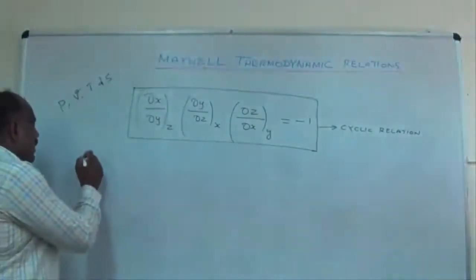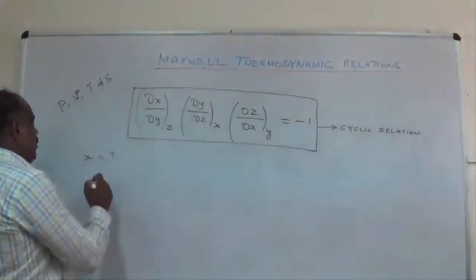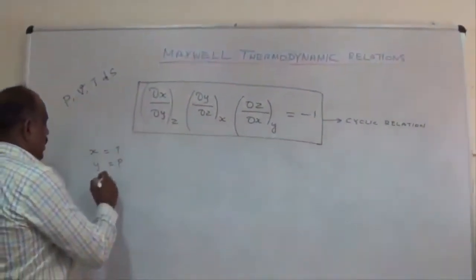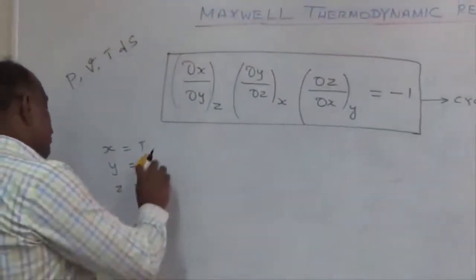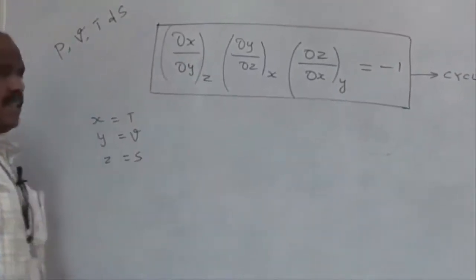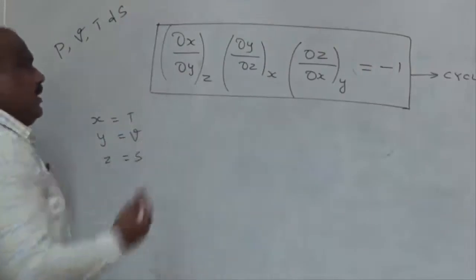For example, let x equal to T, y equal to P, and z equal to S, or even you can take y equal to V, nothing wrong. Anything you can take. So x, y, z indicate here the variables rather than simply mathematically saying x, y, z.